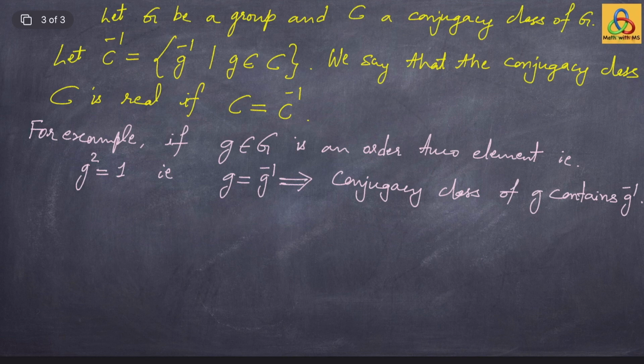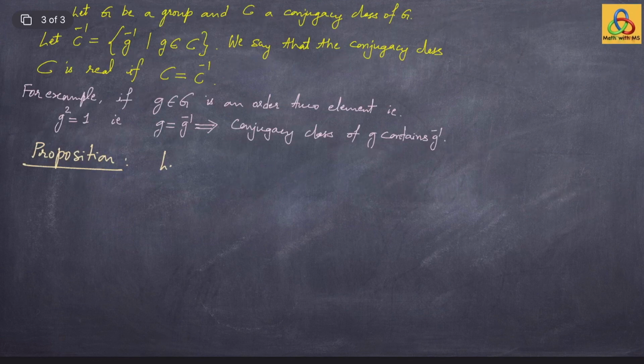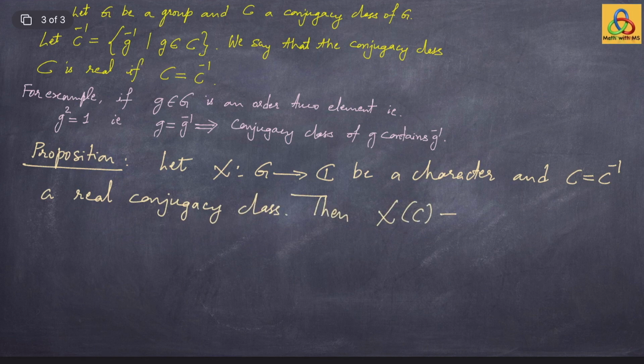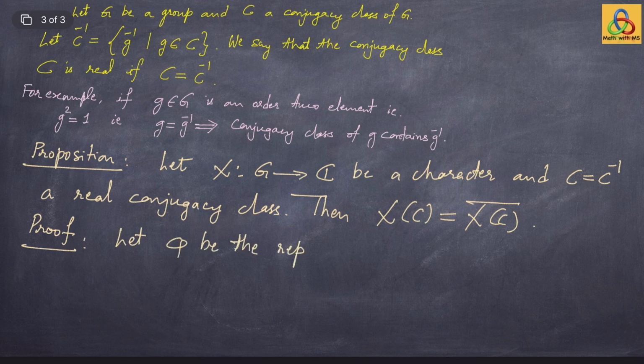Notice that characters are class functions. Proposition: let chi from G to C be a character and C equals C inverse a real conjugacy class. Then chi of C is the same as chi of C whole bar. Let's prove it. Proof. So let phi be the representation of G such that its character chi phi is your chi.